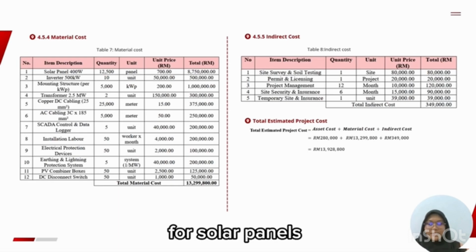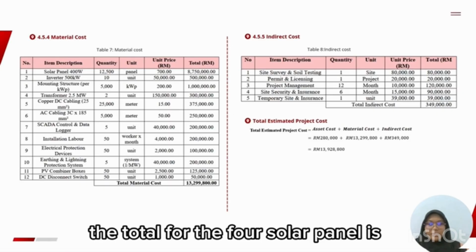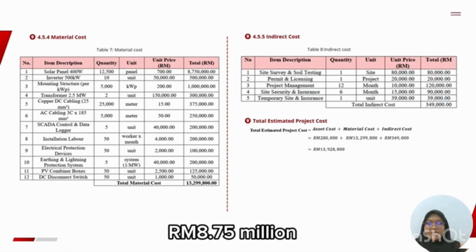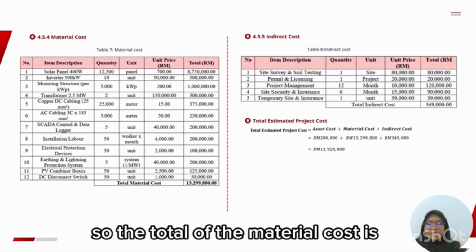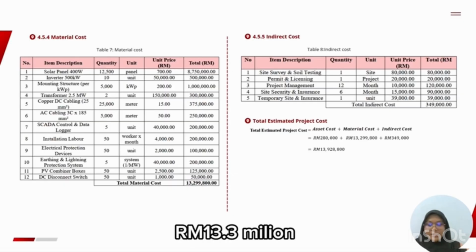For solar panels, with 12,500 units, the total for the solar panels is 8.75 million ringgit. For inverters, mounting, transformers, copper cables, SCADA, lighting and more, the total material cost is 13.3 million ringgit.